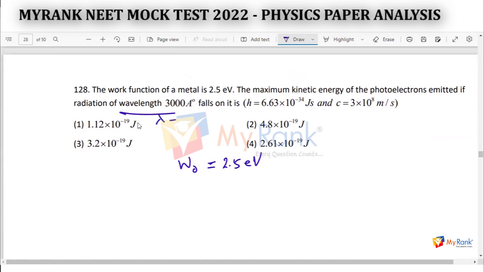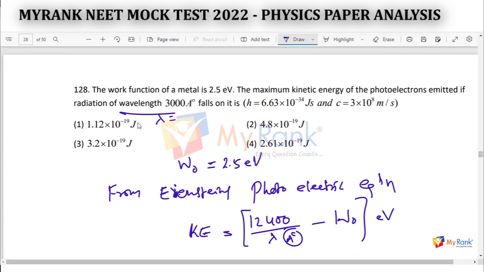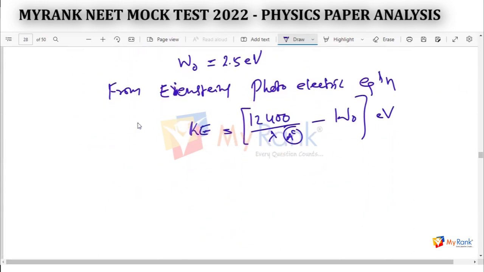So wavelength lambda is mentioned, and the h values are also mentioned. From Einstein's photoelectric equation, what is that equation we have? Kinetic energy of the photoelectron is nothing but 12,400 by lambda in angstroms minus the work function. Now this energy will be in electron volts. This is the Einstein's equation we have.